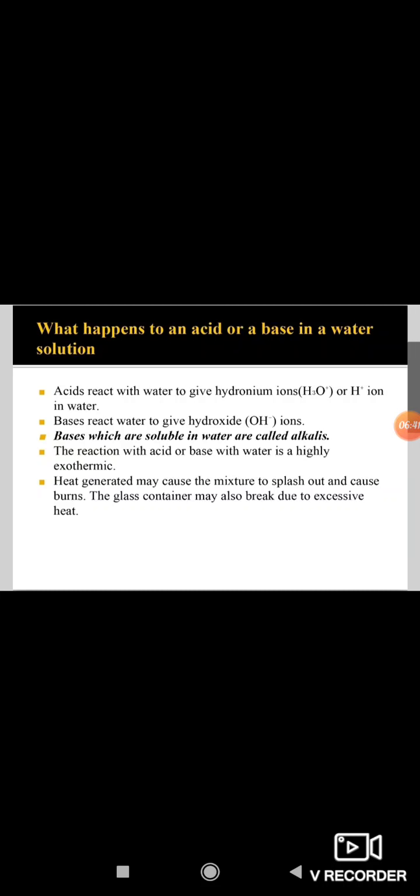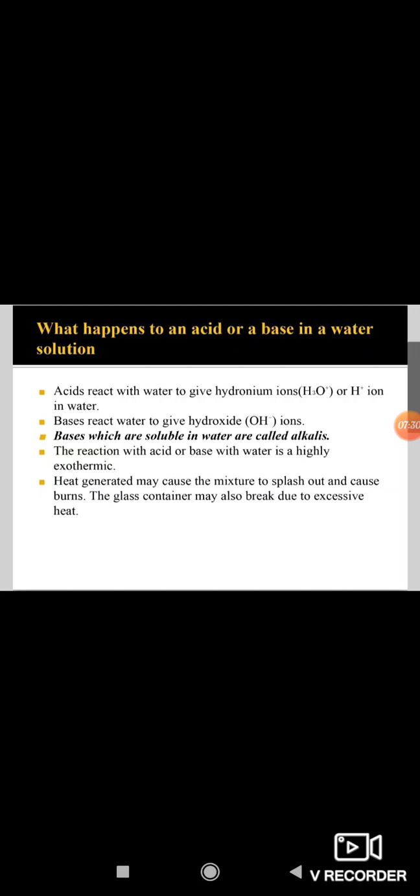When hydrochloric acid is dissolved in water, acids donate hydrogen ions, or H plus ions. Note down this point, dear students: hydrogen ions cannot exist in the absence of water, but they exist after combining with water molecules. Thus hydrogen ions are always shown as hydronium ions, or H3O plus ions.